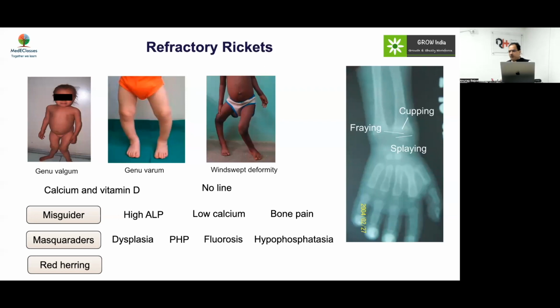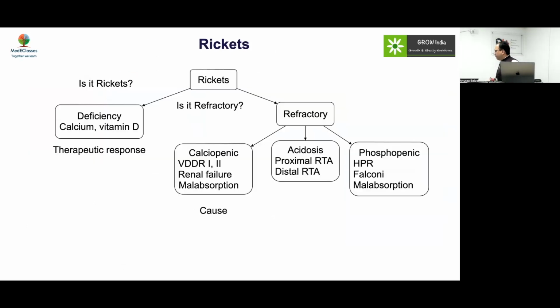But many times, the first time you are seeing the child, you may think, okay, this is something important. I want to exclude a refractory rickets. So if there is polyuria, fractures, normal nutritional rickets does not cause fractures. So if there is a fracture in a child, or significant failure to thrive, you think of refractory rickets.